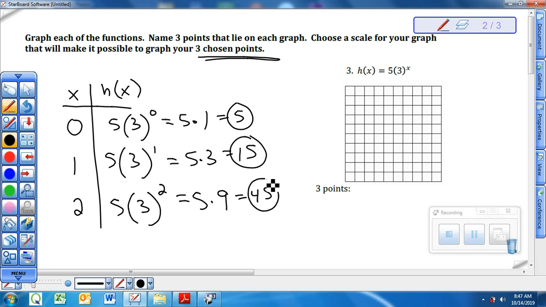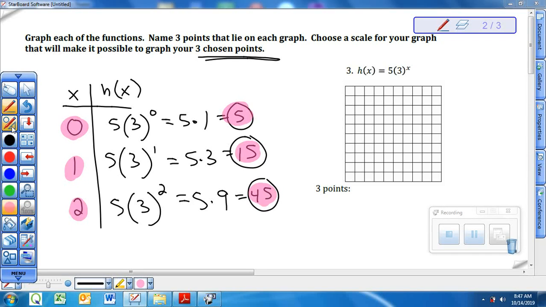You can choose any values of x you want. I could use decimals. I could use fractions. It doesn't matter. This is an exponential function. There's no context. Therefore, it's going to be continuous, so I can plug in any number I want. So I have my points: 0, 5; 1, 15; 2, 45. For my graph, I have to be able to fit those on it.